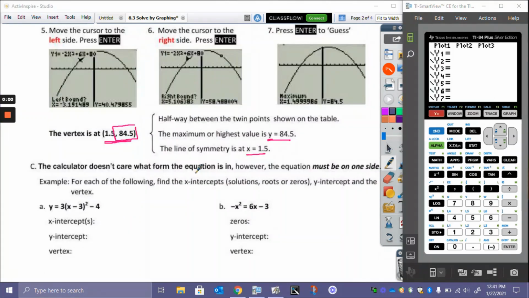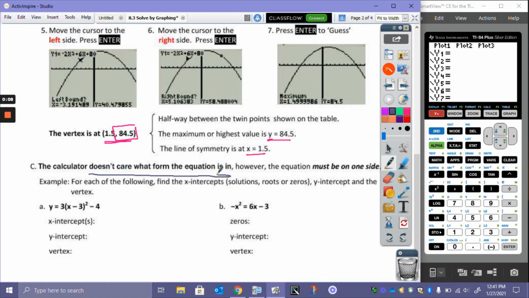All right, now we're on part C. And if I haven't said it enough, it says it here as well. The calculator doesn't care what form the equation is in. Don't waste your time trying to change its form. The only thing about these, they must be on the same side, okay? So in this case, we've got them all on the same side. On B, we don't. I'll show you how to handle that once we get there. But let's go ahead and talk about A.